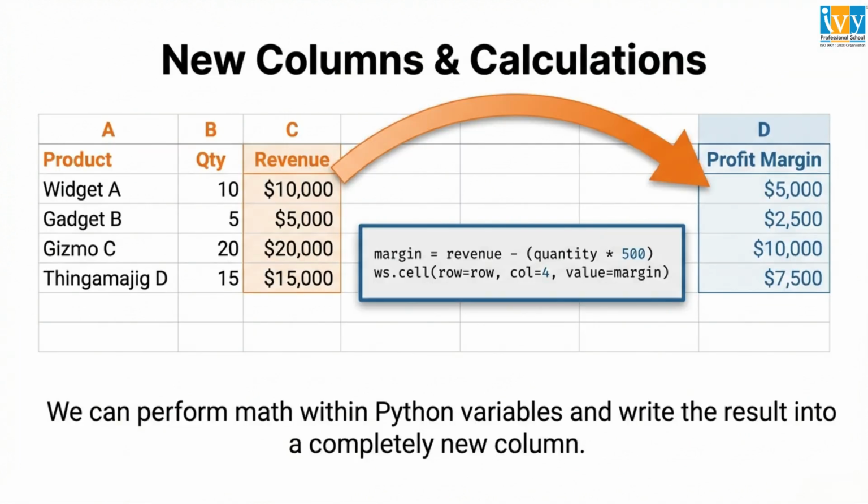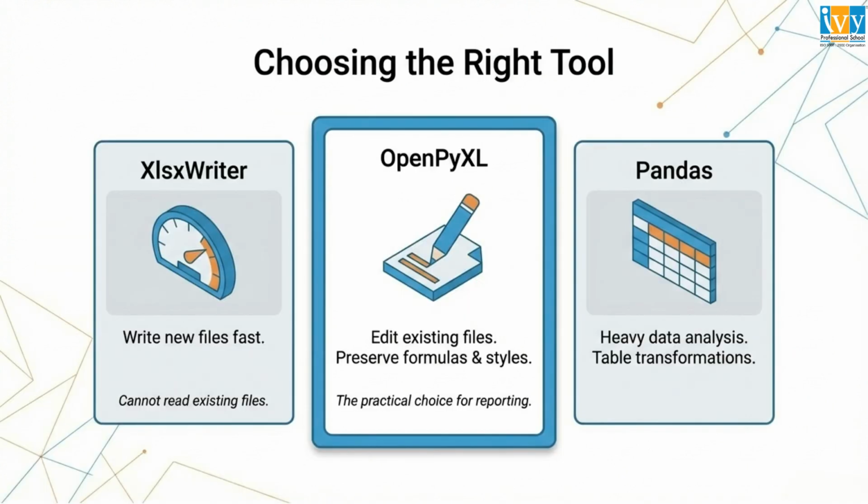Automation doesn't stop at cleaning. Python can calculate new values, apply business rules, and write results into brand new columns. Logic lives in the code. Results live in Excel. At this point, tool choice matters. Some tools write fast. Some analyze deeply. OpenPyXL sits in the middle, editing existing files while preserving formulas and formatting. That's why it fits reporting workflows so well.